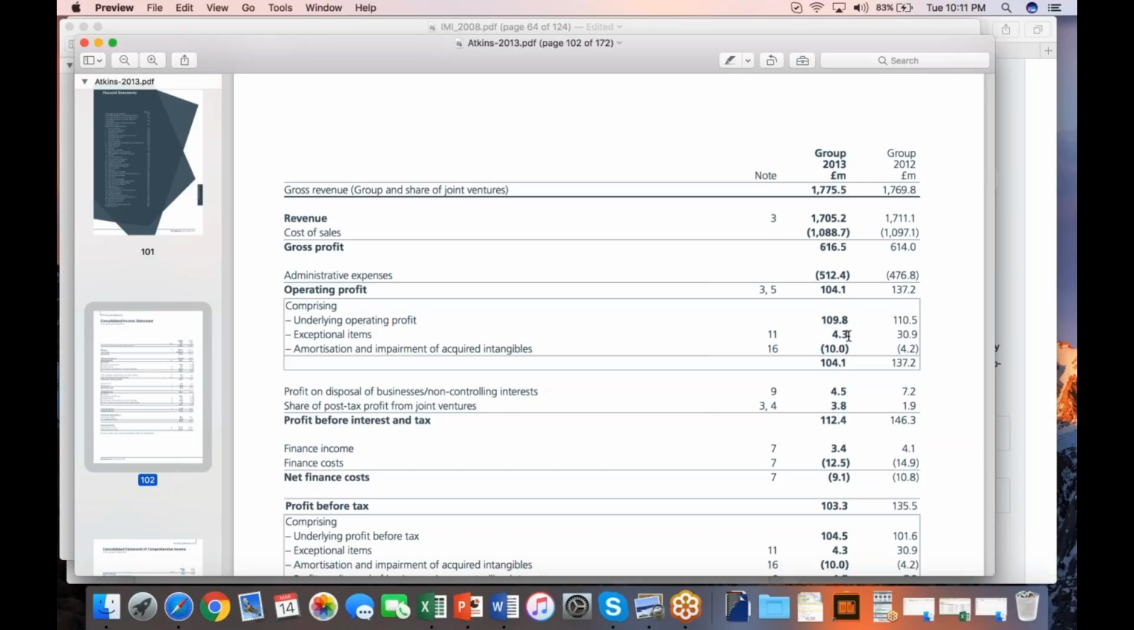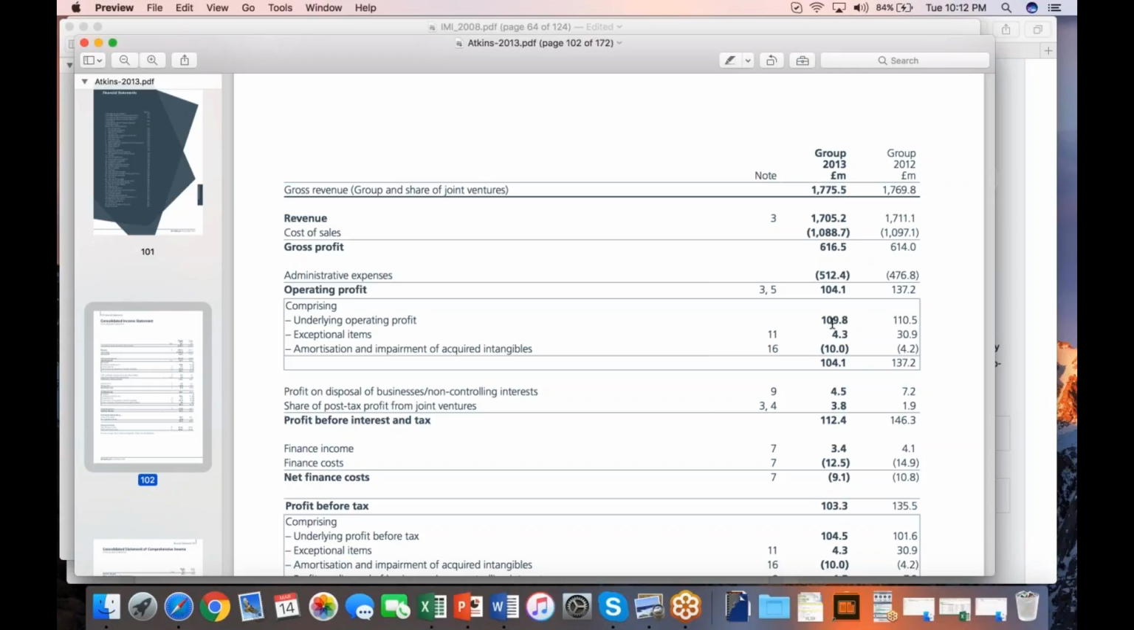109.8 plus exceptional item, which is the pension liability. It explains in note 11 that the pension liability gain is 4.3, and minus 10, which is the amortization cost of the intangibles. If you add 4.3 and subtract 10, 109 comes out to be 104. But I should not use these two. So if your companies have an exceptional item and amortization, you're not going to take that. So ideally I should take 109.8.